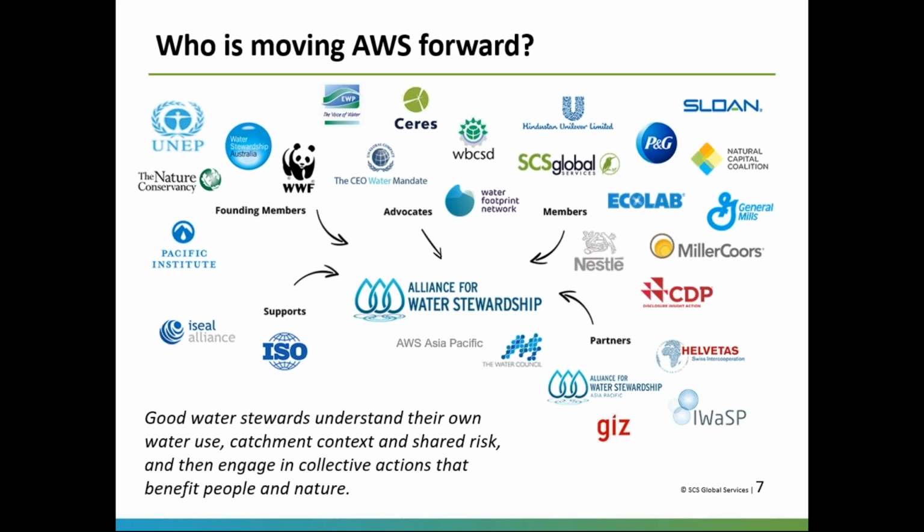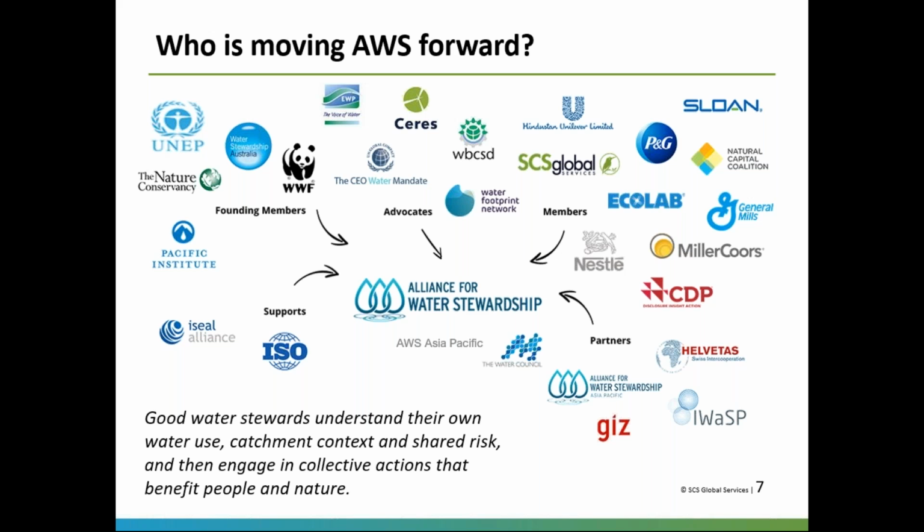These different organizations are doing everything from advocating for the AWS system to providing complementary tools and programs to helping on improvements and having shared ownership in the new standard. And I just will emphasize again that these collaborations are really critically important for the credibility of AWS and the success of water stewardship globally.